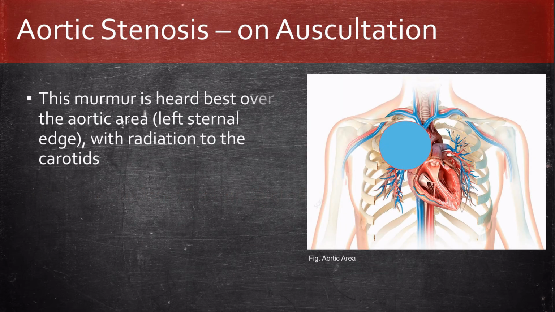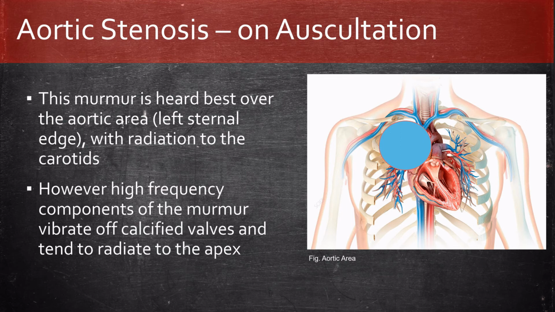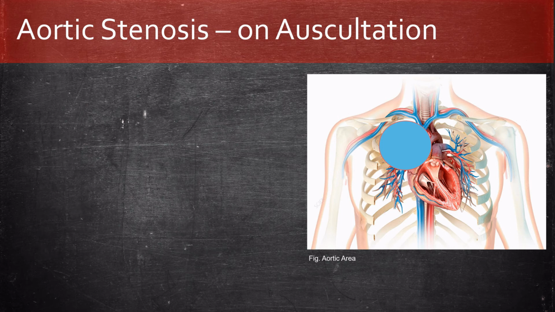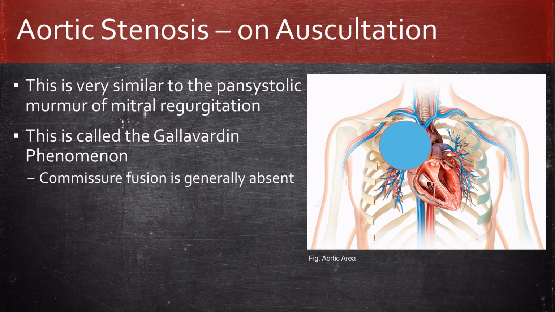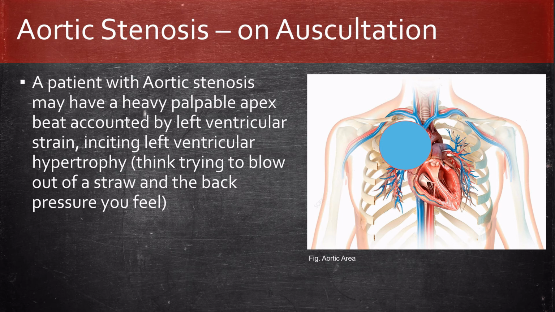The murmur is best heard over the aortic area with radiation to the carotids. However, high-frequency components of the murmur tend to vibrate off calcified valves and tend to radiate to the apex. This unfortunately gives a murmur similar to that of mitral regurgitation. This phenomenon is known as Gallavardin's phenomenon. A patient with aortic stenosis may also have a heavy palpable apex beat accounted for by left ventricular hypertrophy.